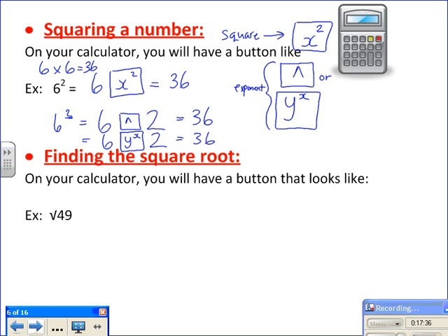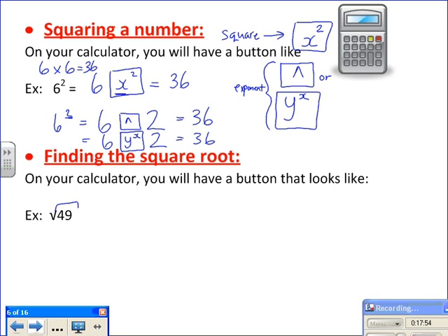So depending on what your calculator looks like, you just need to figure it out for yourself so that you know which button is your squaring button. And if you don't have a squaring button like this one, then you just need to figure out where your exponent button is.